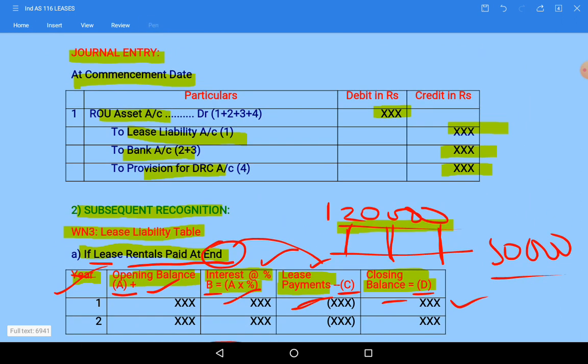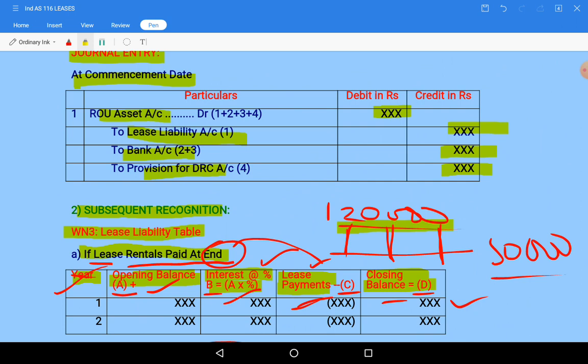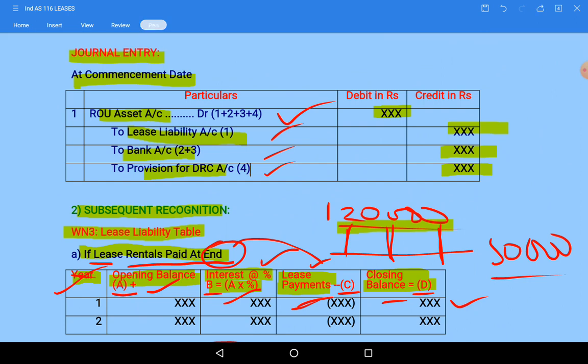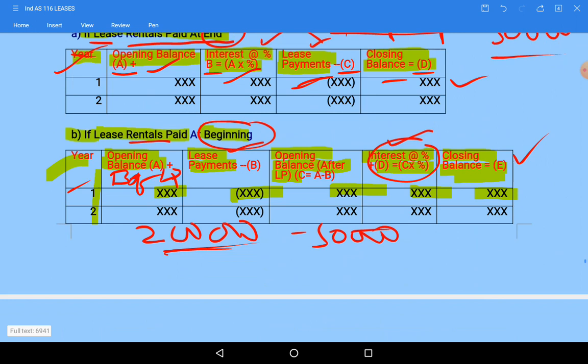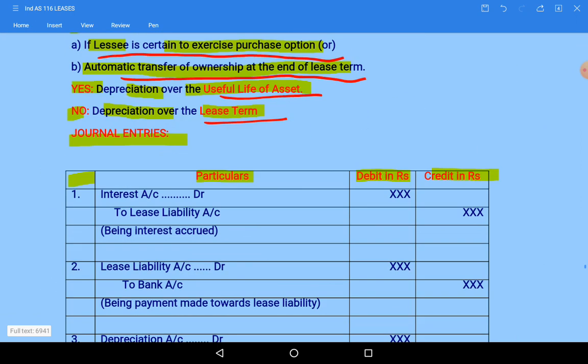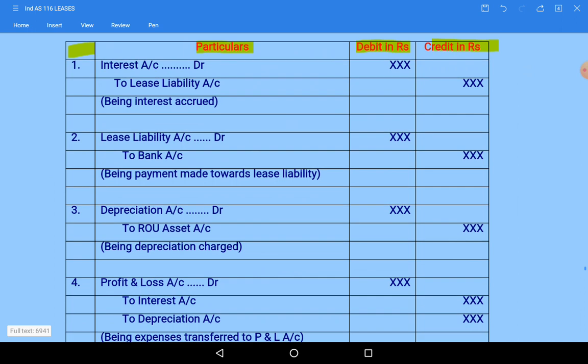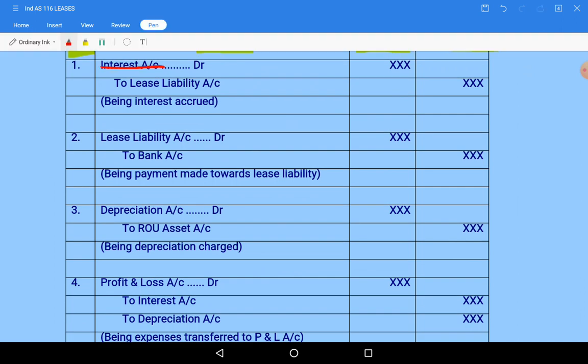This will be at the commencement date. At the commencement date this general entry will be recorded: Right of use of asset account to lease liability, to bank for the initial direct cost or any advance payment, to provision for dismantling or reconstruction restoration cost. This is the first entry, but at the end of the first year we need to write general entries, and at the end of the second year we need to write general entries. For that purpose these general entries are there. So interest for the first year, wait a minute.